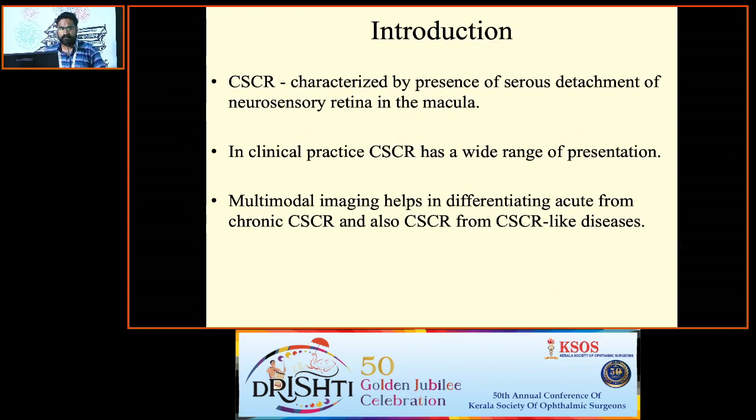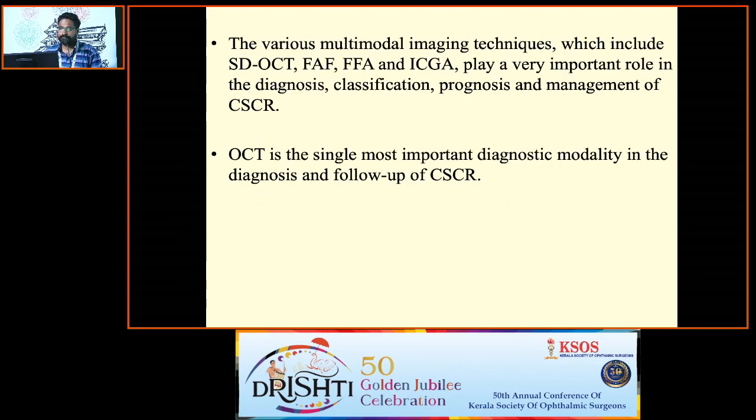CSCR is characterized by the presence of serous macular detachments, and in clinical practice, CSCR has a wide range of clinical presentations. Multimodal imaging utilizing a wide variety of imaging modalities helps differentiate acute from chronic CSCR as well as CSCR from CSCR-like variants. The commonly used multimodal imaging techniques in routine clinical practice are spectral domain optical coherence tomography, fundus autofluorescence, fundus fluorescein angiography, and indocyanine green angiography. They play an important role in diagnosis, classification, and prognosticating the disease.